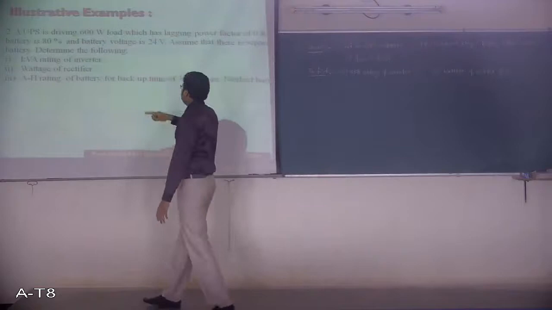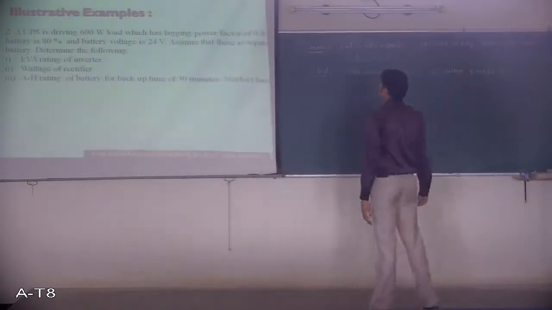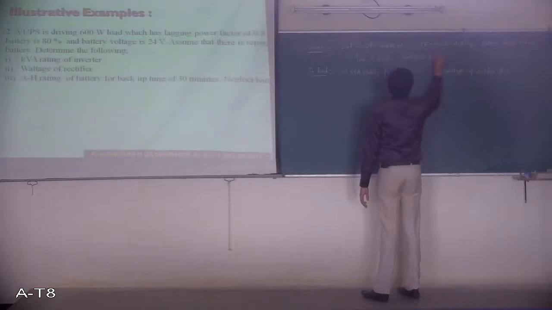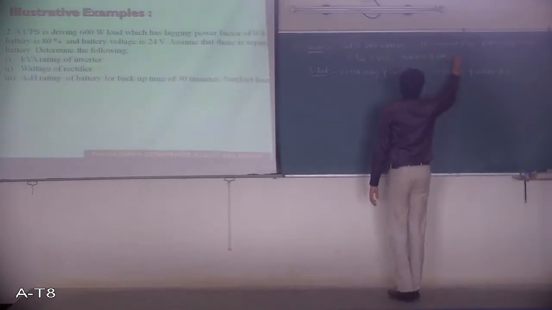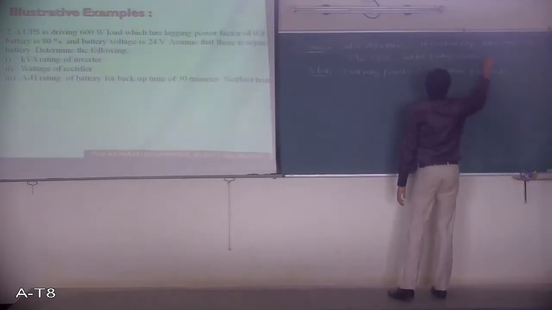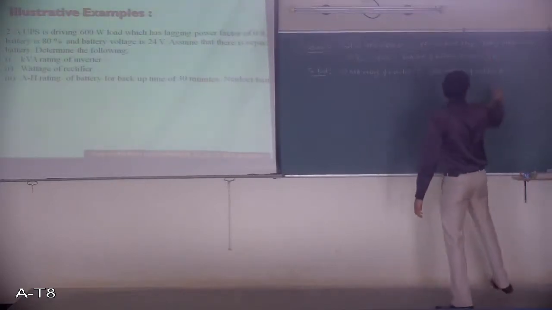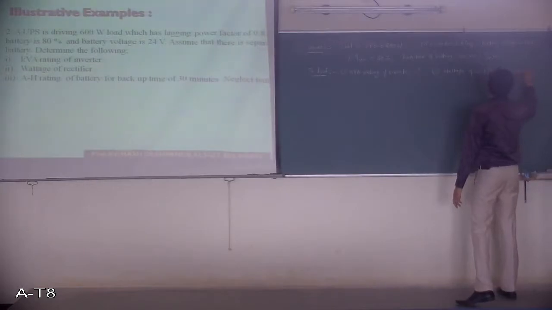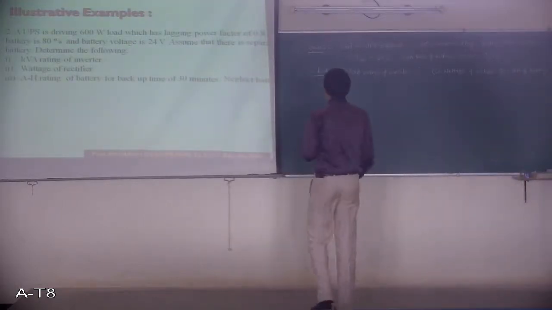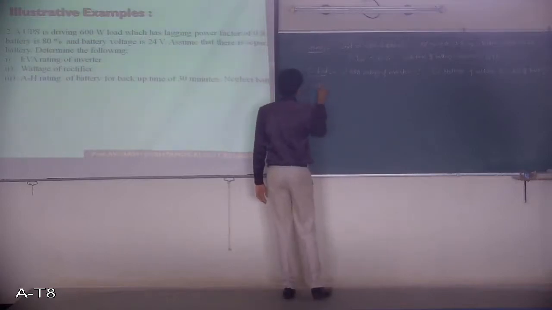And finally, the AmpereHour rating of the battery for a backup time of 30 minutes. So here this backup time is also mentioned. So the backup time of the battery is 30 minutes. And if I convert this into hours, it is 1/2 hour or 0.5 hours. So the AmpereHour rating of the battery we are supposed to find. So these are the things that we need to calculate. Let us calculate these things one by one.